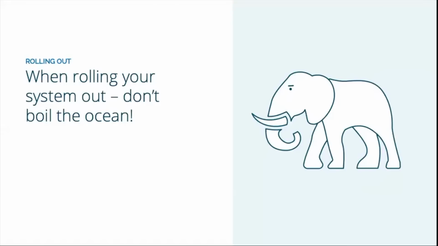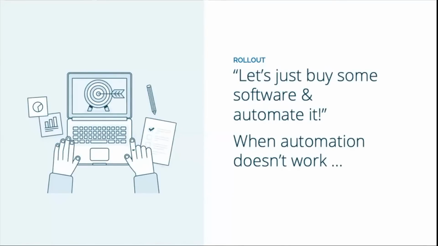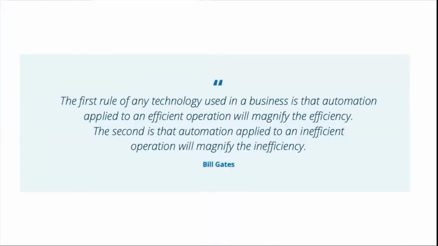So one of the pieces I want to leave you with as well is, when you're rolling this system out, please don't boil the ocean. Take this one step at a time. Don't just go straight to the software and automate it, because automation won't necessarily work. If you're building this ecosystem, perhaps start with goals, perhaps then build on that with the other pieces of the ecosystem. And then realize that when you bring in the technology, automation applied to an efficient operation will magnify the efficiency, but automation applied to an inefficient operation will magnify the inefficiency.